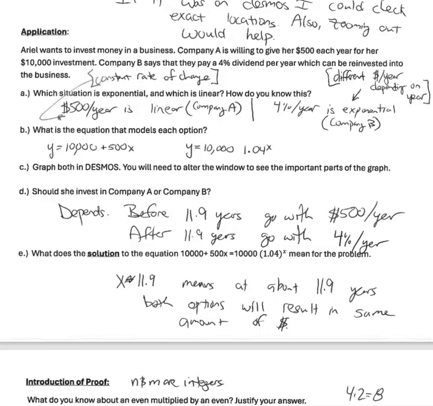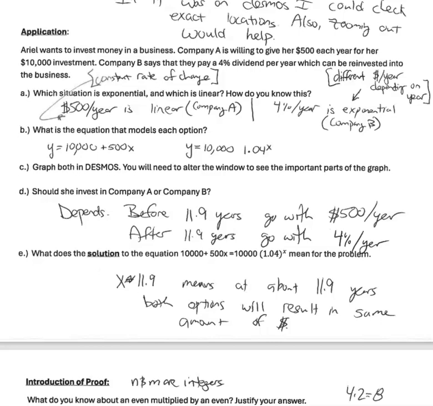The first question says, which one of them is exponential and which one is linear? So one of them has a constant rate of change of $500 per year, and that would be Company A. So that one's linear because it has a constant rate of change. And then the 4% per year is going to be exponential because it is a different dollar amount per year depending on the year, and it's going to have a constant multiplier that you're always multiplying or dividing by the same number.